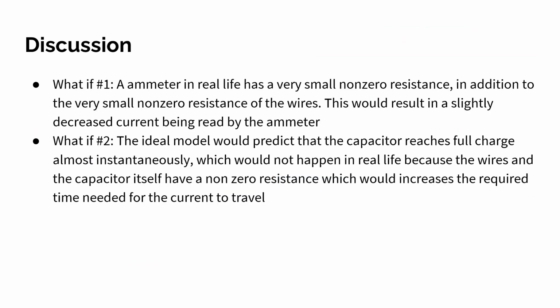Question 1. An ammeter in real life has a very small non-zero resistance, in addition to the very small non-zero resistance of the wires. This would result in a slightly decreased current being read by the ammeter. Question number 2. The ideal model would predict the capacitor reaches full charge almost instantaneously, which would not happen in real life because the wires and the capacitor itself have a non-zero resistance, which would increase the time needed for the current to travel.